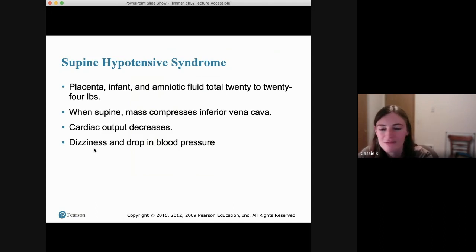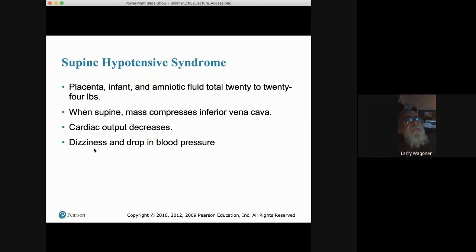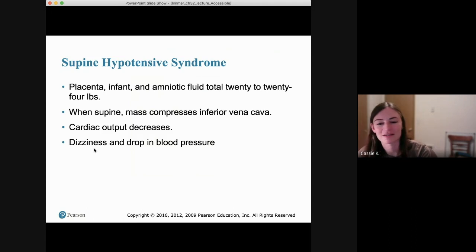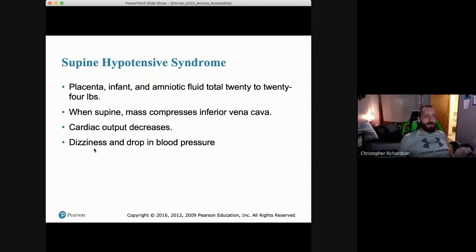So does anyone know how we prevent that? Anyone? So if we lay a woman on her back and she starts feeling like she's going to pass out, what do we do? Isn't it put her on her left side? Yep. Yeah, so by kind of tilting her off to the side, then that will shift the weight instead of going straight down, allowing for the blood return. Left lateral recumbent. Yeah.